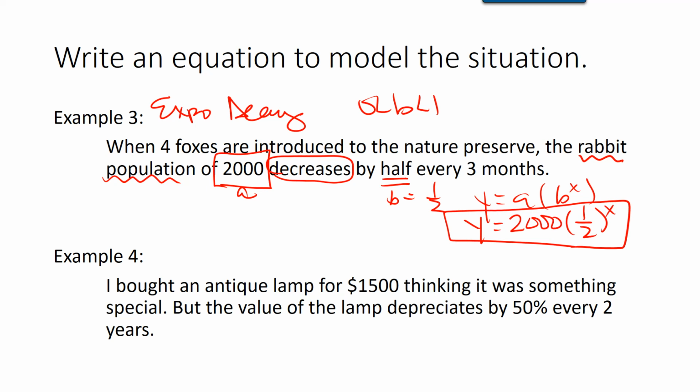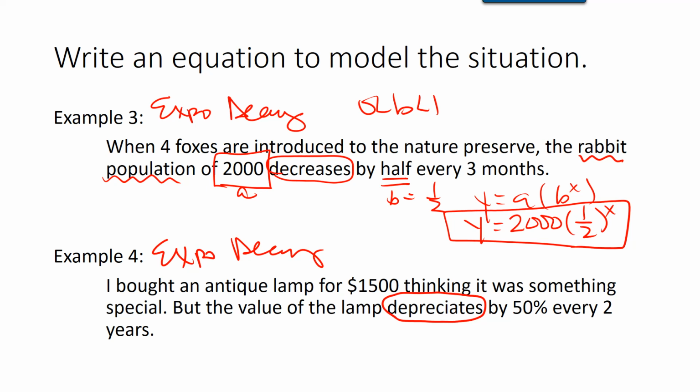Last example here, example 4. I bought an antique lamp for $1,500 thinking it was something special, but the value of the lamp depreciates by 50% every 2 years. Okay, so the key word here, depreciates. I gave that to you a little earlier with depreciate and appreciate. That's a case where we would use depreciate, and that's the sense you'd see it in. So depreciate tells us that it's exponential decay. The value of my lamp is going down every 2 years.